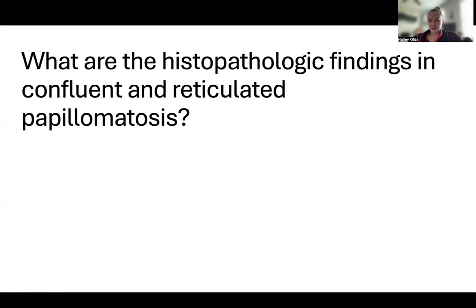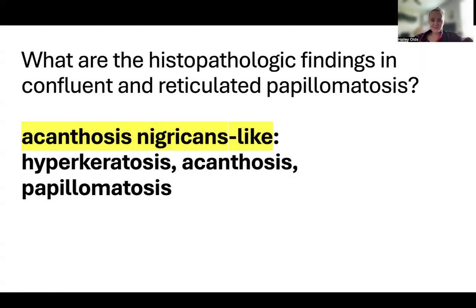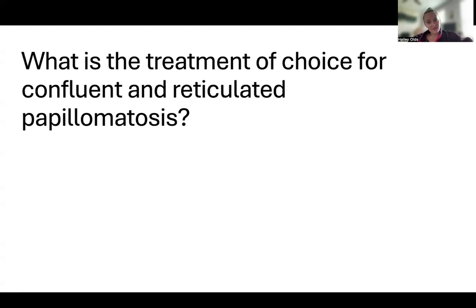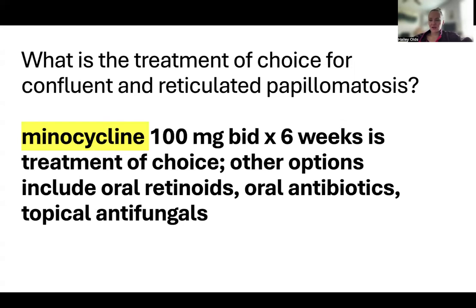What are the histopath findings in this? So it's kind of like acanthosis nigricans. You get hyperkeratosis, acanthosis, and papillomatosis. How do you treat it? What's the first line treatment? Minocycline is the go-to, 100 milligrams twice a day for 6 weeks. But there are other options like oral retinoids, oral antibiotics, and then ketoconazole shampoo as a body wash.